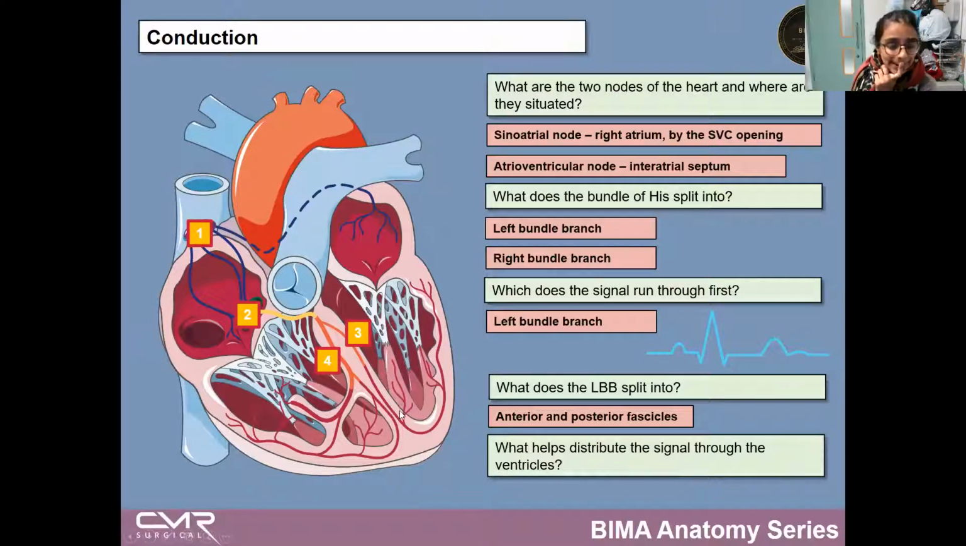And then, as I'm sure you all know, what helps distribute the signal through the ventricles? So coming down the bundle of His and then through the ventricles. What are they called? Starts with a P. Nope. It's your Purkinje fibers. So they're the ones that distribute the signal up through the walls of the heart.